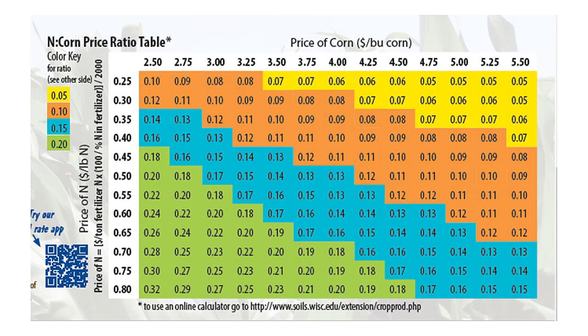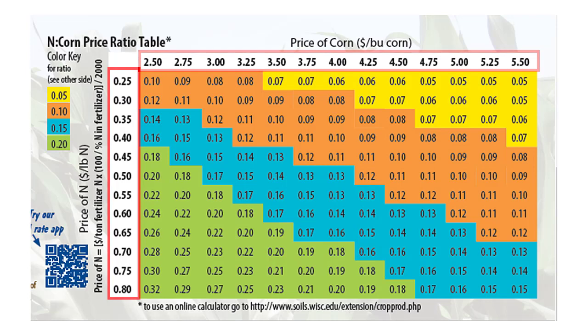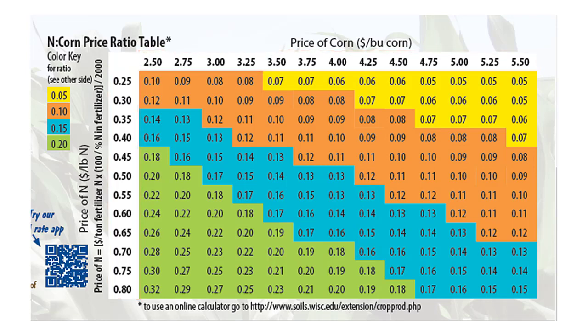In this table, the anticipated price of corn per bushel is listed across the top, while the price per pound of nitrogen is listed down the side. How these two prices relate to each other is the ratio. As you can see, there are four ratios: 0.05, 0.1, 0.15, and 0.2.